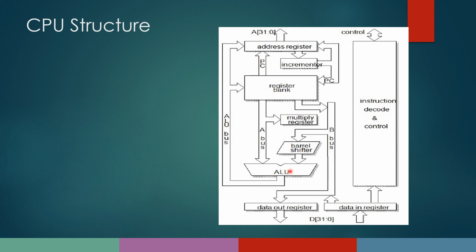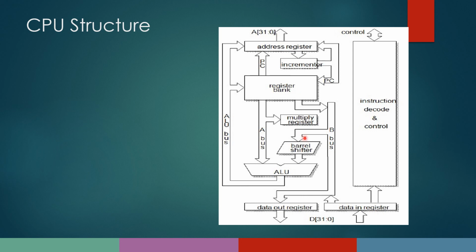So then finally, after performing the operations in the ALU, with the help of this bus, it is going to the data out register, and the data which is to be taken in is coming via a data in register. So these are the important blocks which should be present in the CPU architecture of the ARM processor.